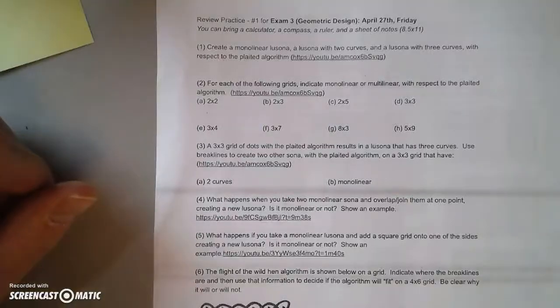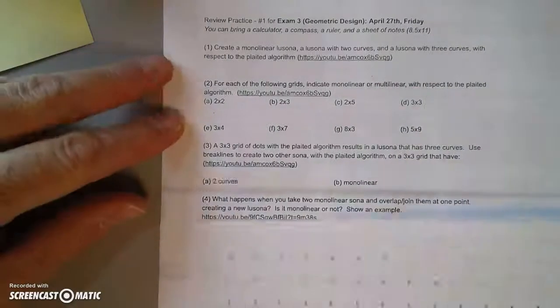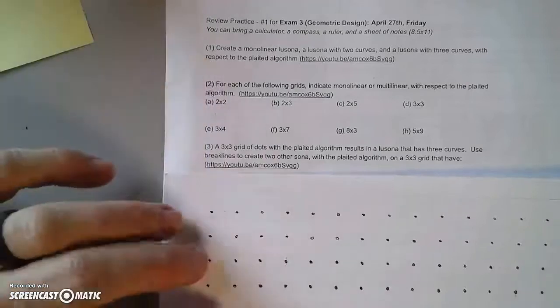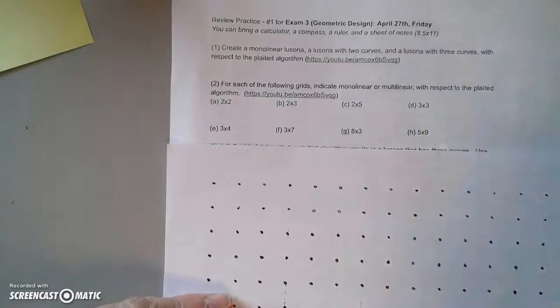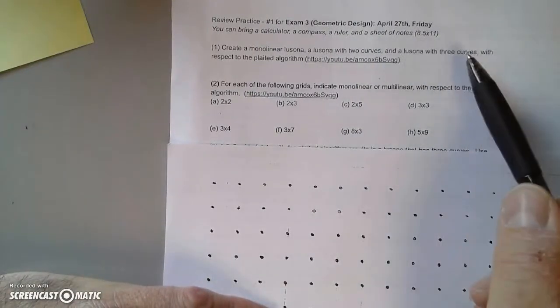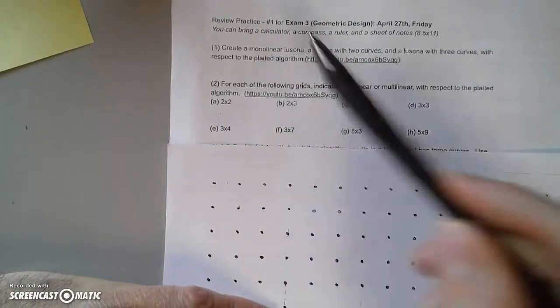Alright, let's start getting some of this underway. I don't think we'll get it done all at once, but create a monolinear Lusona, a Lusona with 2 curves, and a Lusona with 3 curves with respect to the plaited algorithm.